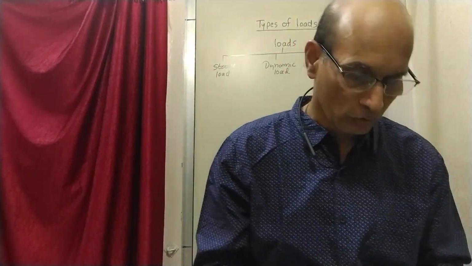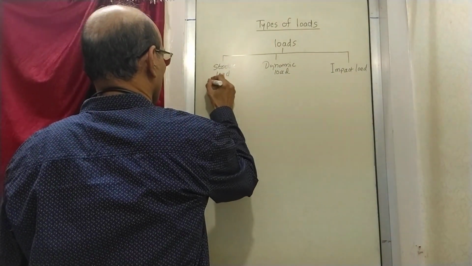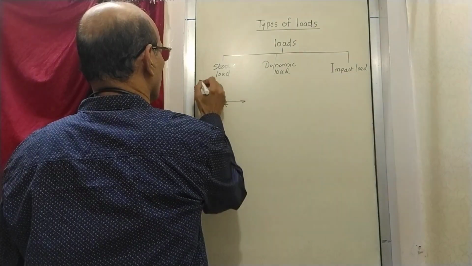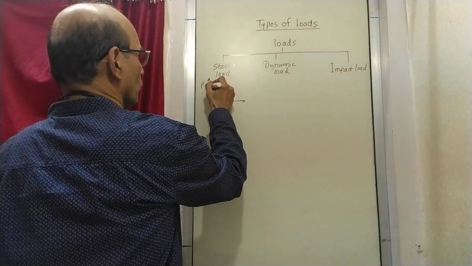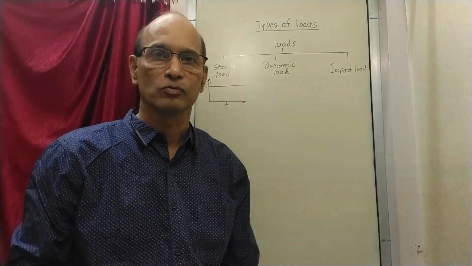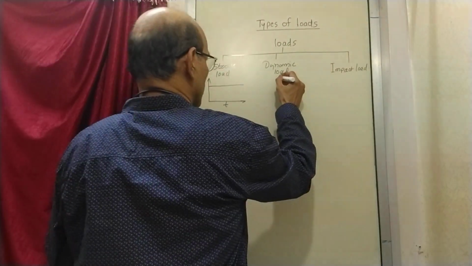Now in the static load, you can show the static load in the form of a graph, something like this. With respect to time and load, which we show by P, this load versus time graph is like this. That means the load is constant all the time. That is what is called a static load. Now in the variable load, there are different types.